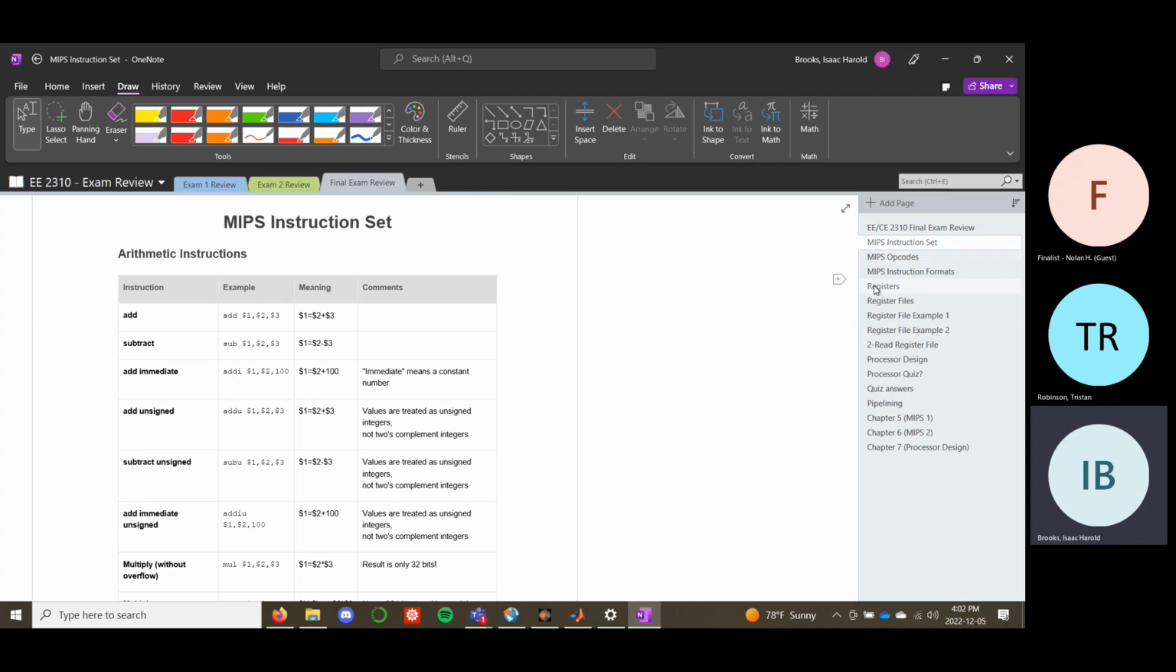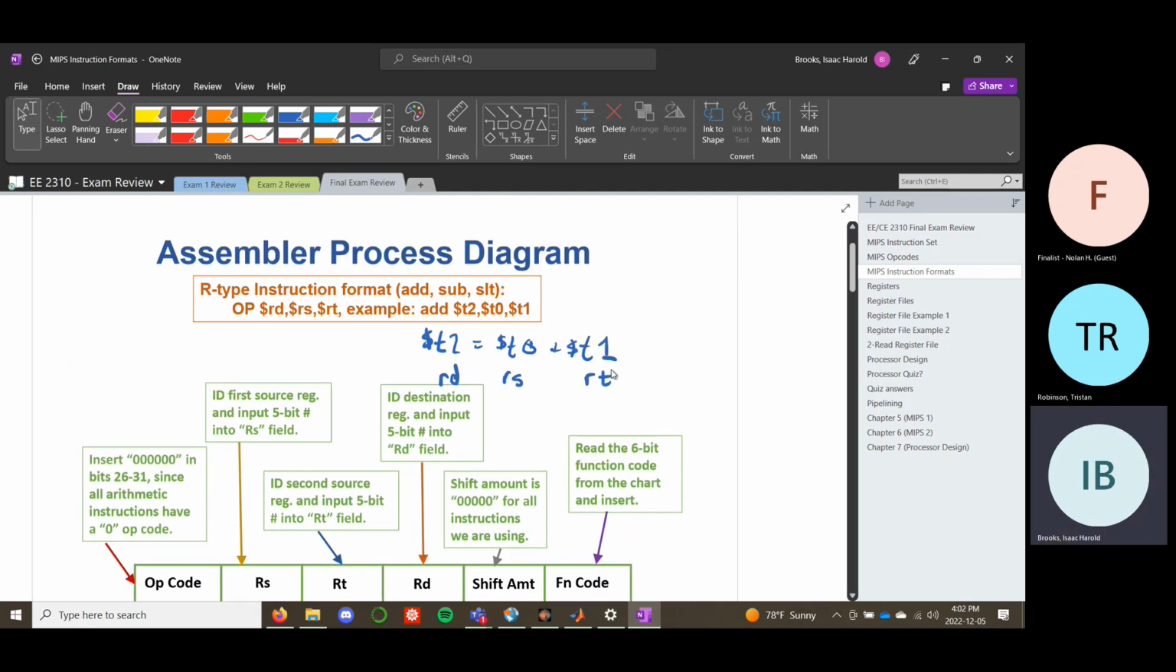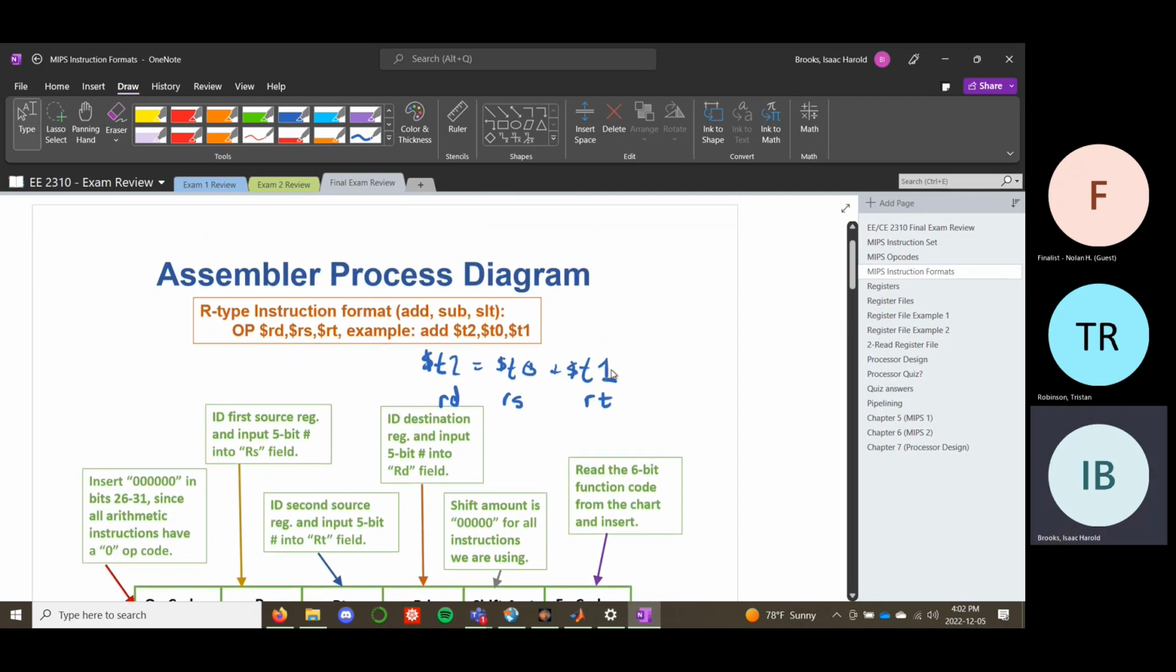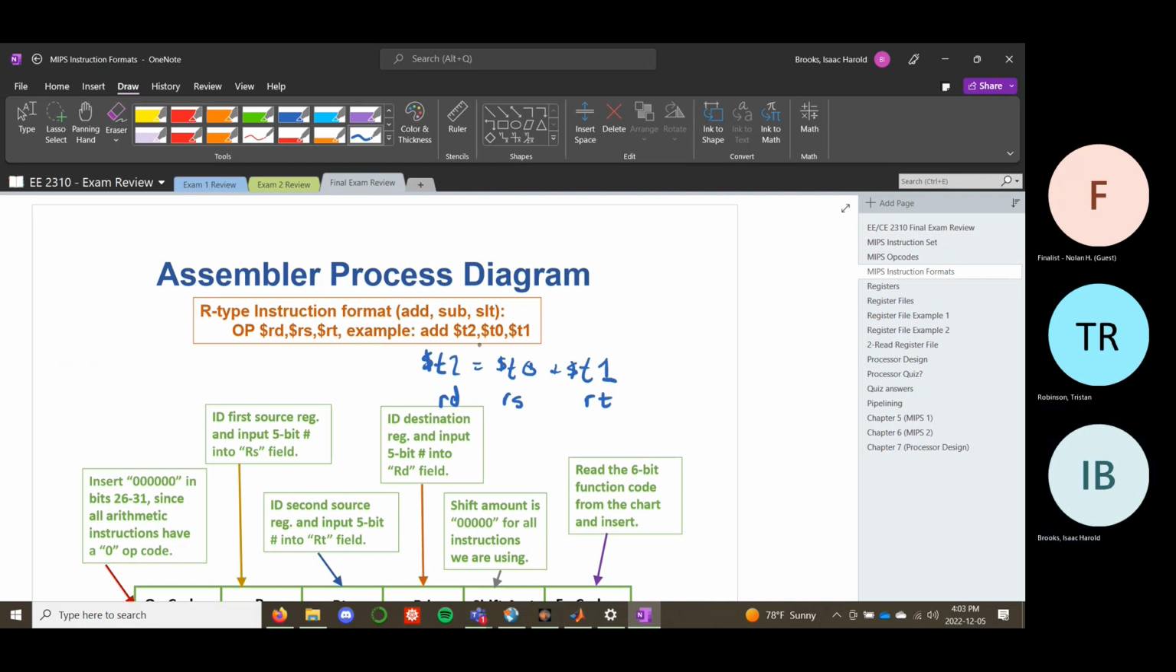Okay, so let's look at these from the slides. We'll just run through this really quickly. There are basically three main types, the R type, which usually has two registers and you're doing some sort of operation on them. So for example, like an add, you are storing into the contents of T2 the sum of T1 and T0. So that's what this looks like. T2 equals T0 plus T1 from this add command.